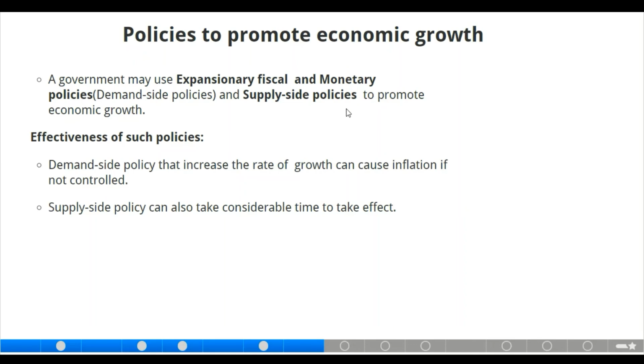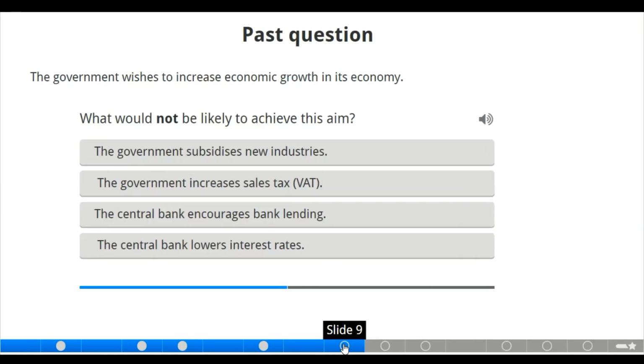Now what is the effectiveness of these policies? Of course, demand side policy that increases the rate of growth can cause inflation if it is not controlled, and at the same time supply side policy can also take considerable time to take effect. Now we move to the next slide.